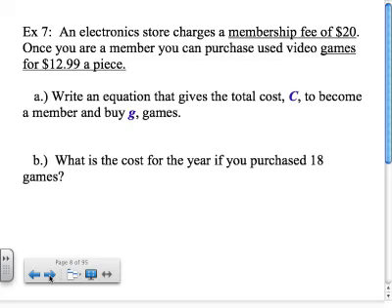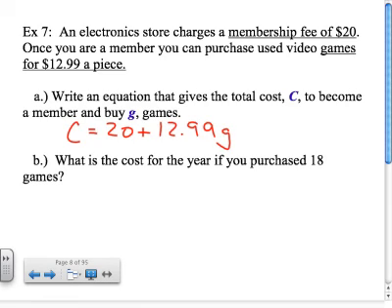Okay, example 7 says, an electronics store charges a membership fee of $20. Once you are a member, you can purchase used video games for $12.99 apiece. Write an equation that gives the total cost C to become a member and buy G games. Okay, so the total cost C equals the membership fee of $20. So there's $20 up front, plus you have to pay $12.99 per game.